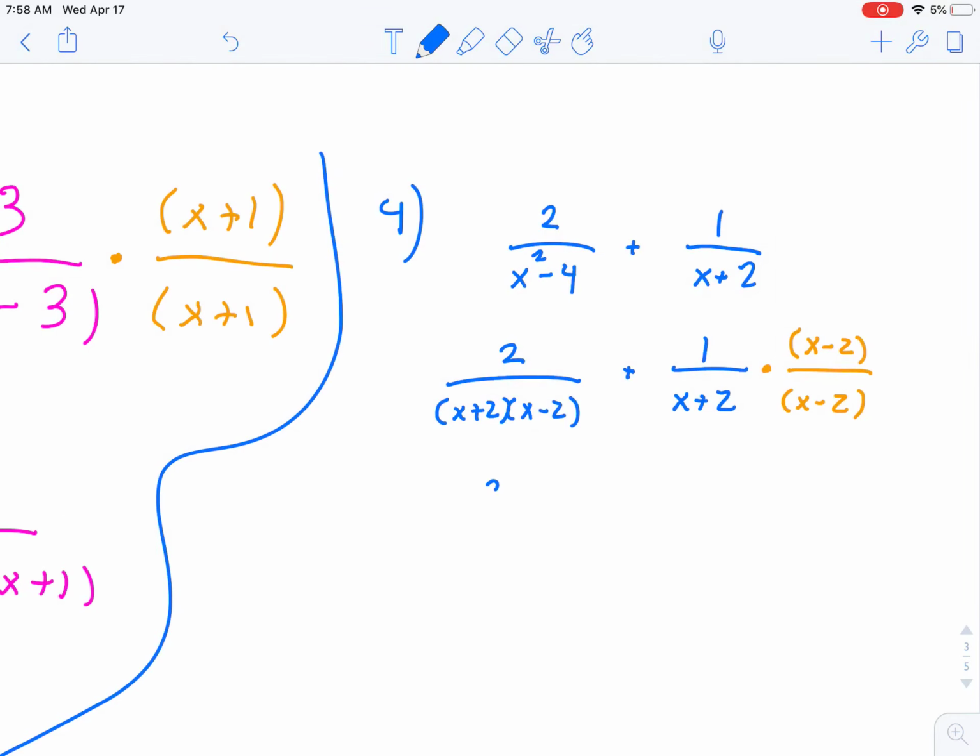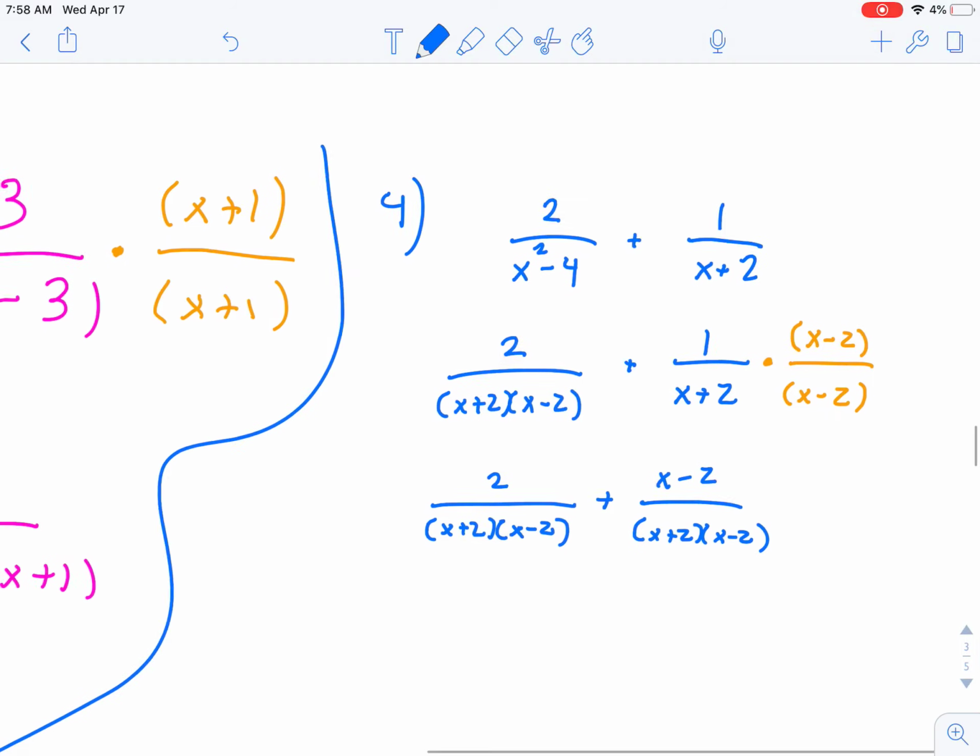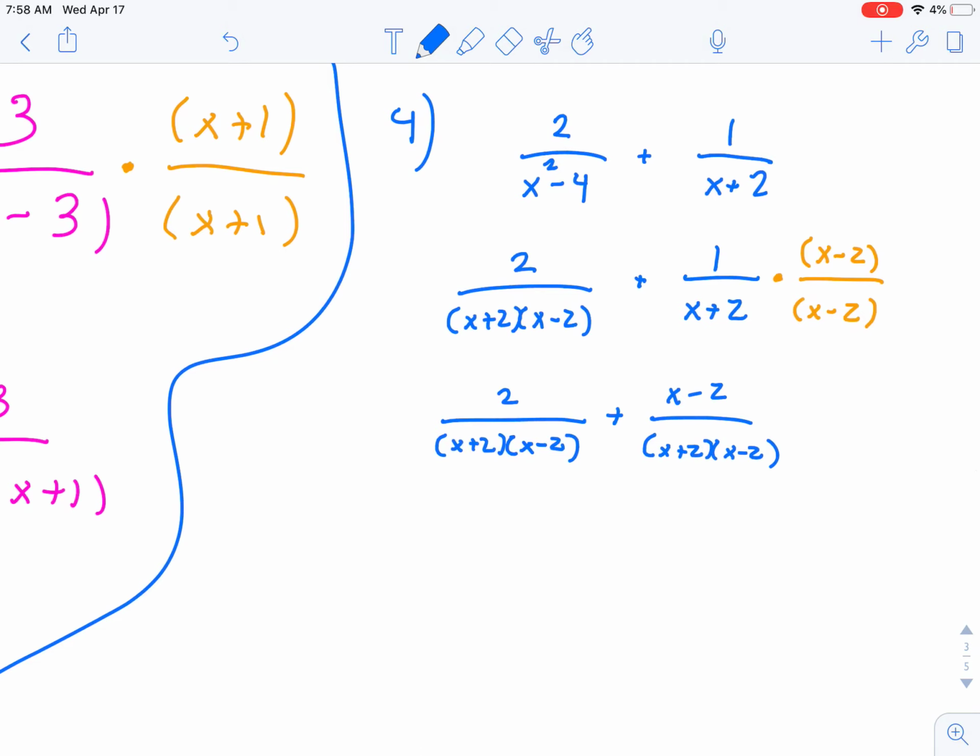So that gives us 2 over x plus 2 times x minus 2 plus anything times 1 is itself, so x minus 2 over x plus 2 times x minus 2. And now we can just add these together. 2 plus -2 cancels, so the only thing in the numerator is x.